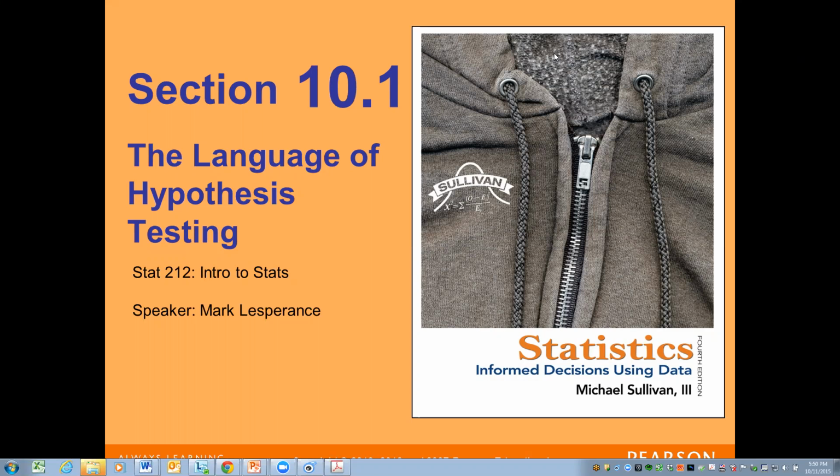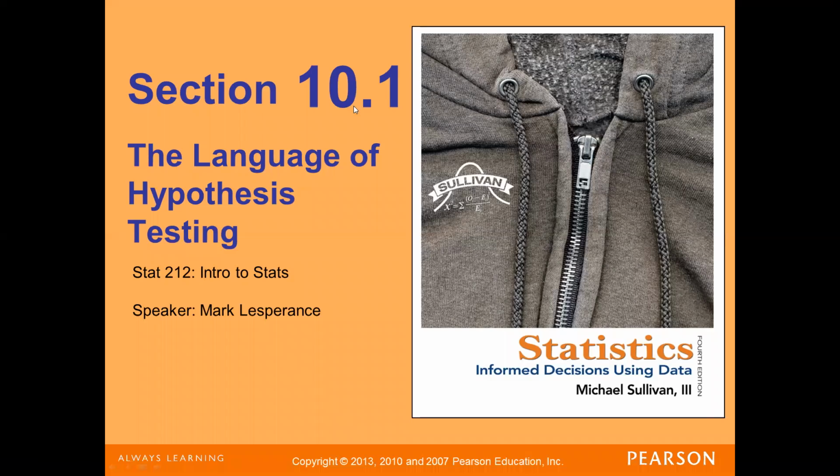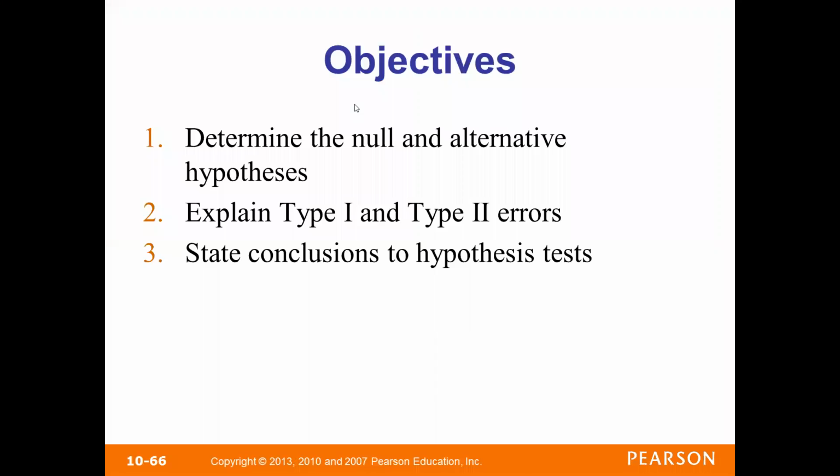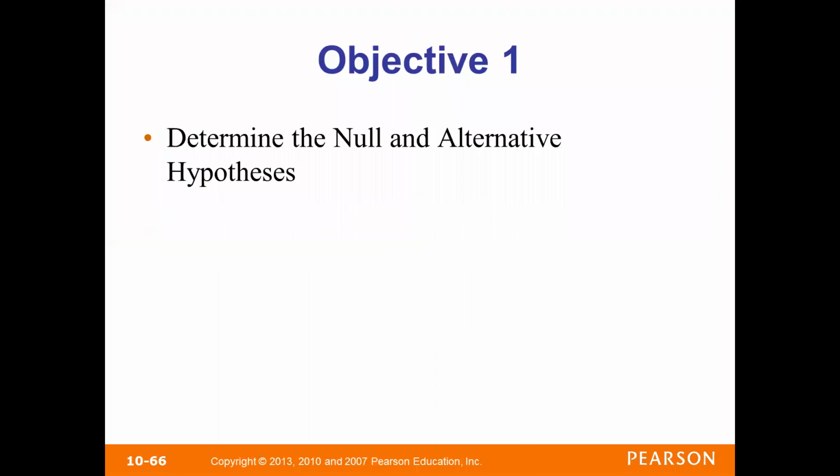In order to do that, we need to discuss the language of hypothesis testing. For that, we need to have what's called the null and alternative hypothesis. We need to talk about type 1 and type 2 errors, and we need to talk about how we can state a conclusion for a hypothesis test.